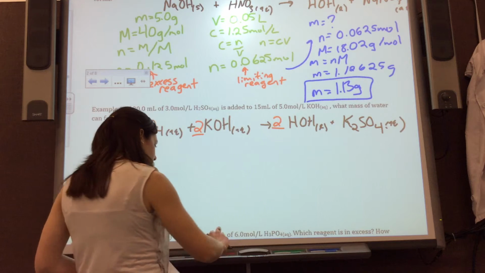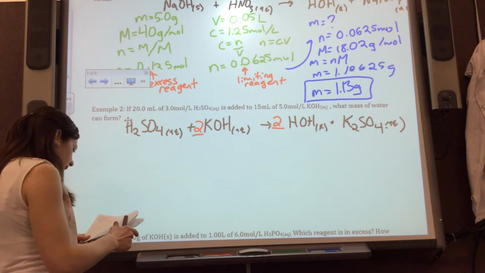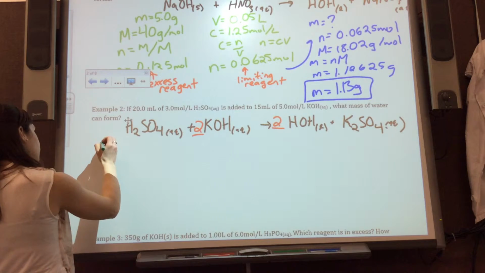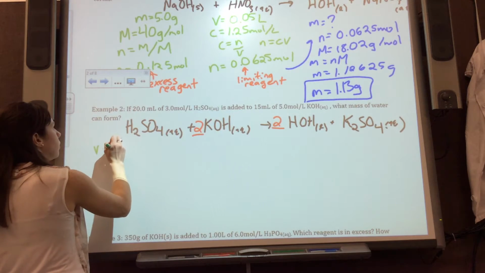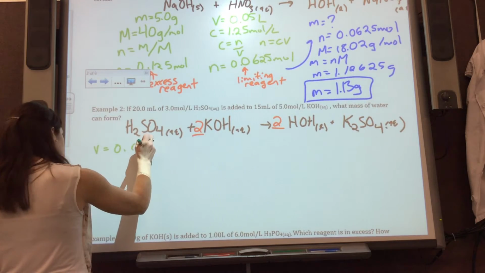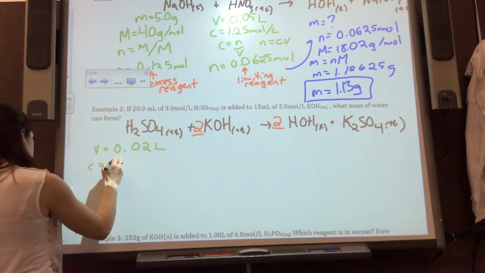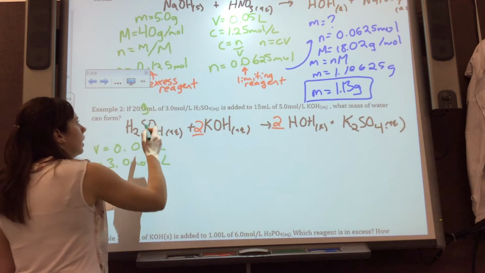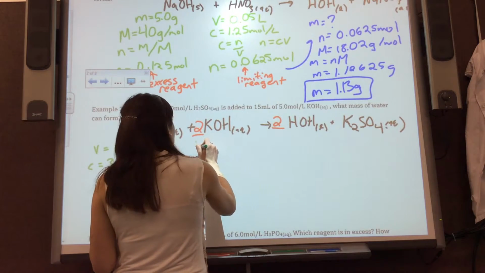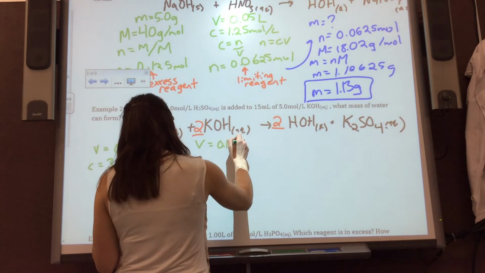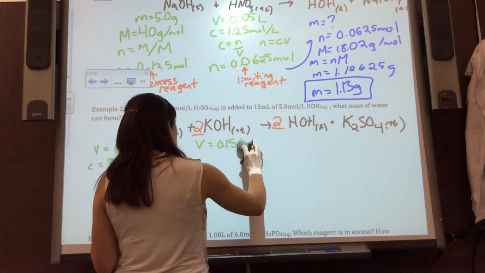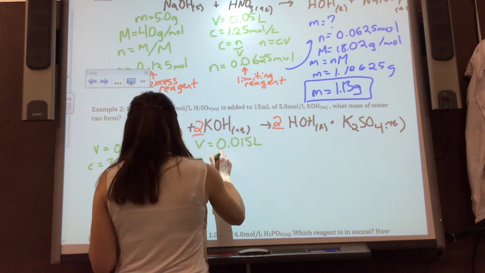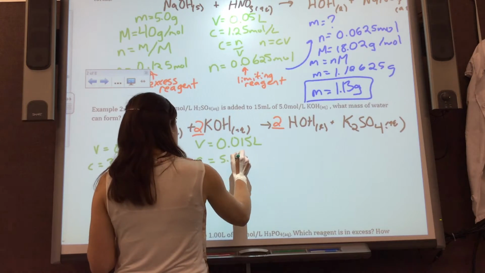Rock on. Okay. So let's use green for given. They both start with a G, so it's fun. Okay. So I'm given information about my acid. So my volume is 0.02 liters. My concentration is 3.0 moles per liter. And I'm given my volume 0.15 liters. And my concentration is 5.0.